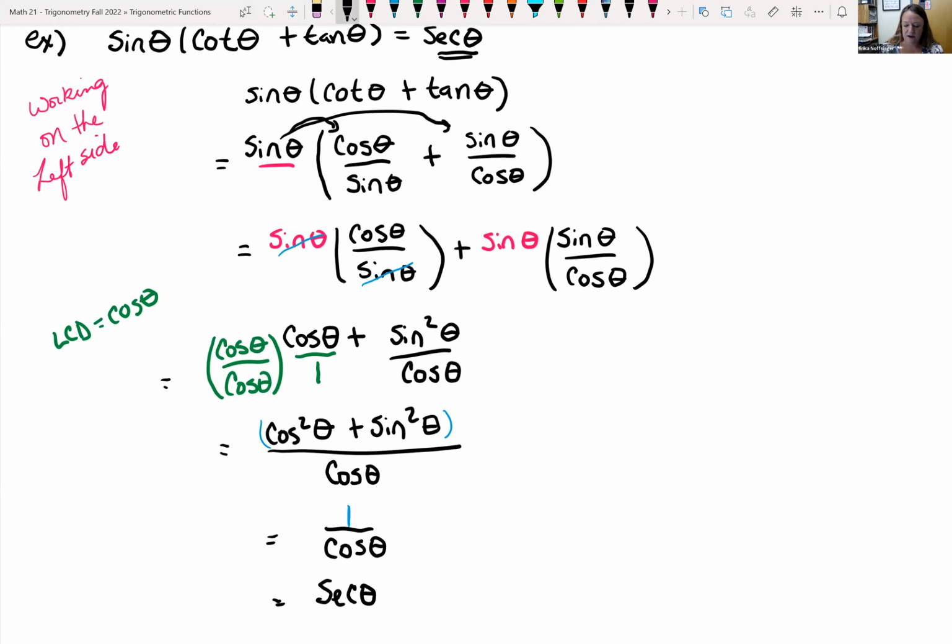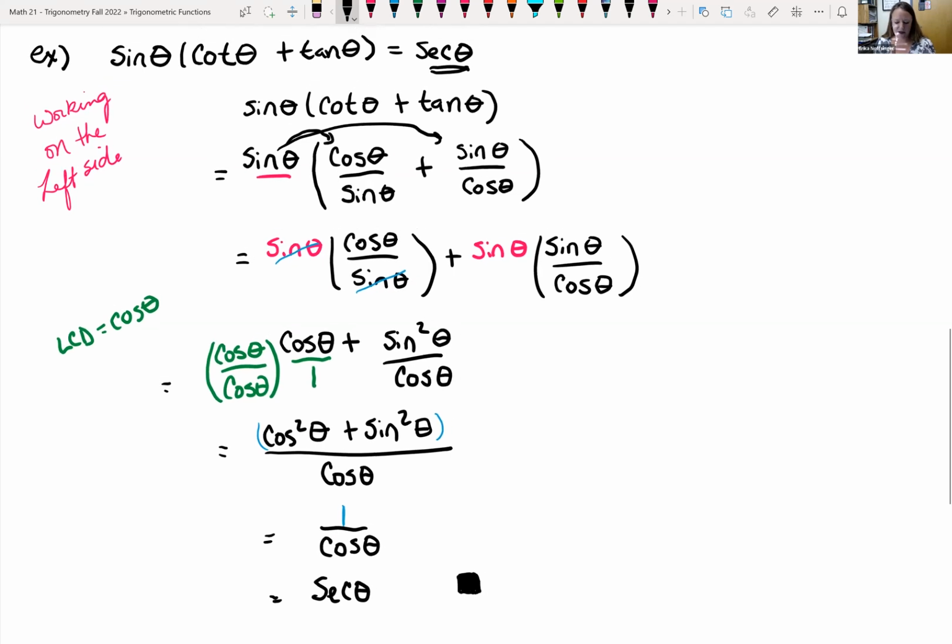We got the other side of our equation. So mathematically, if we prove something, we can show that we proved it by making a square. You don't have to fill in your square, but I did. So we just showed what we wanted to show: sine theta times that quantity cotangent theta plus tangent theta is equal to secant theta.